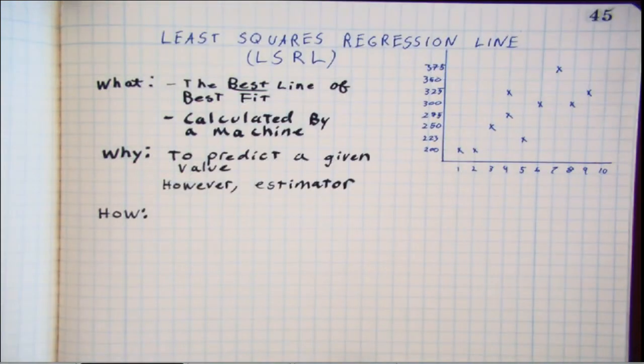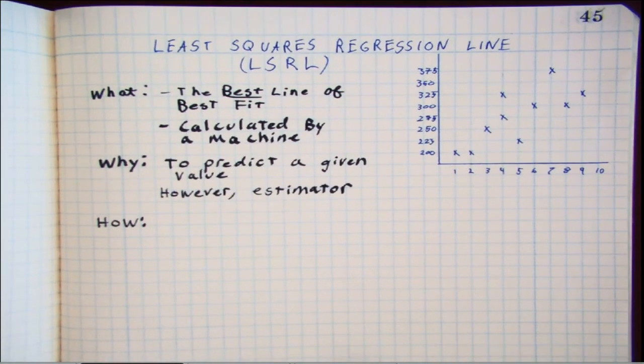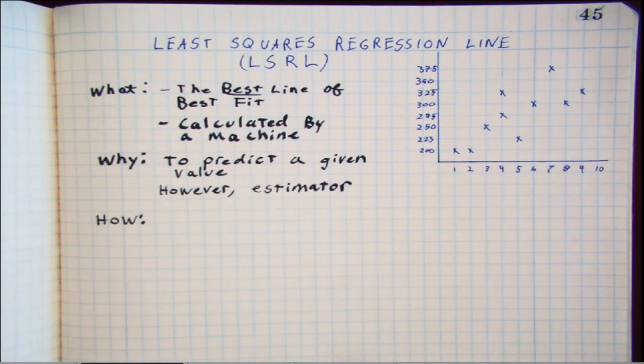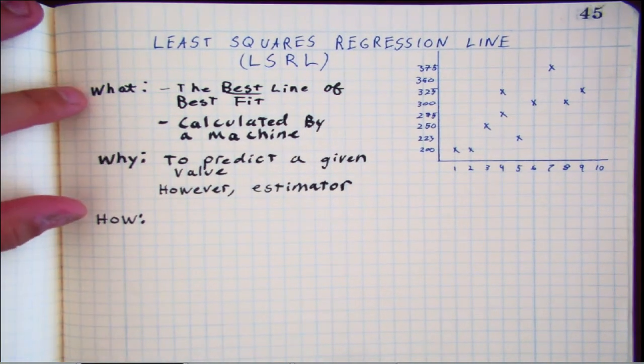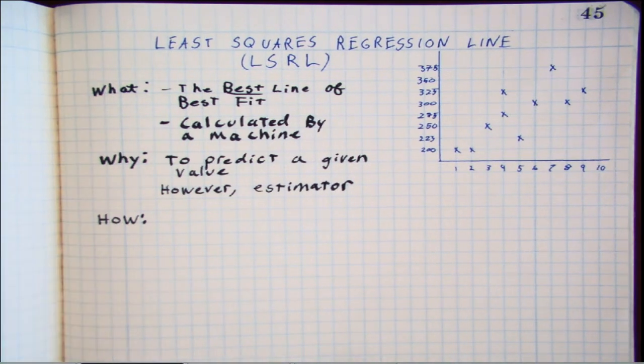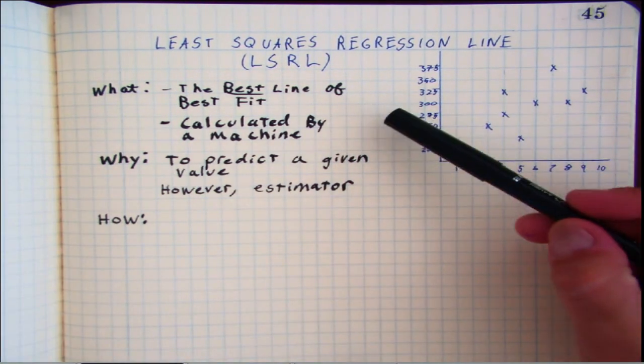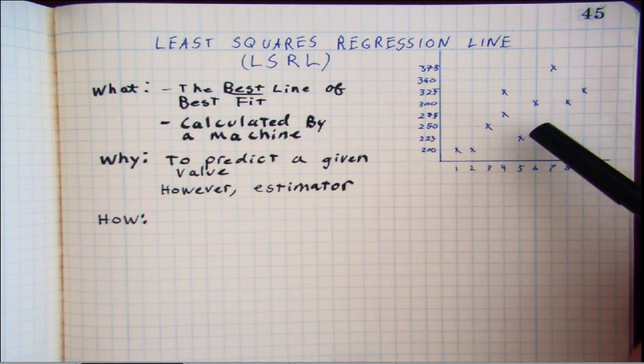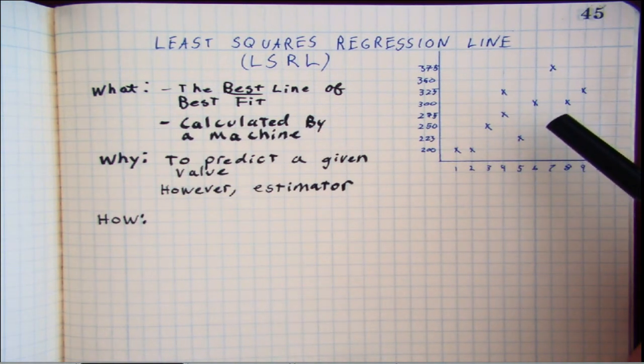So in this lesson, we're going to talk about the least squares regression line. And you may have seen, if you're reviewing or if you're looking into statistics for the first time, this acronym LSRL. That's the least squares regression line. What is the least squares regression line? This is the line that is the best fit, and it's the best line of the best fit. So if that's too many bests, then just understand this.